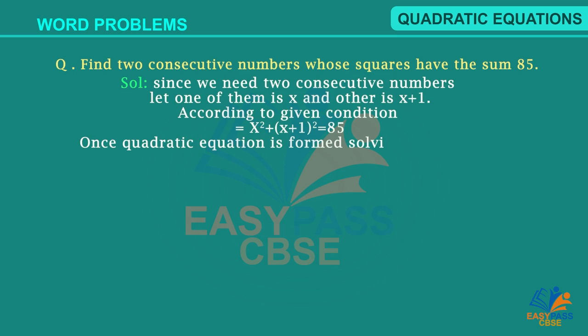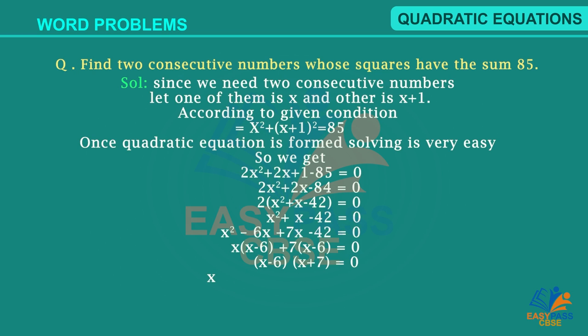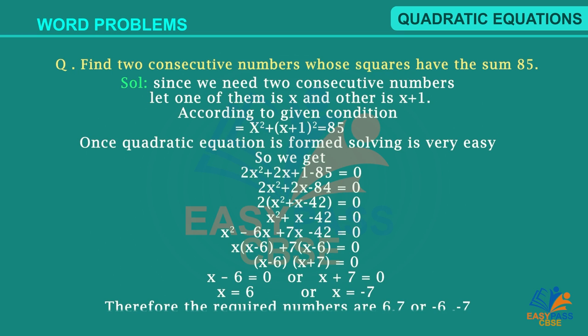Once the quadratic equation is formed, solving it is very easy. So we get 2x square plus 2x minus 84 equals 0, or x square plus x minus 42 equals 0. On solving, we get x plus 7 times x minus 6 equals 0. x is equal to minus 7, or x is equal to 6. When x is equal to minus 7, the other number is minus 6. When x is equal to 6, the other number is 7. Therefore, the required numbers are minus 7, minus 6, or 6, 7.